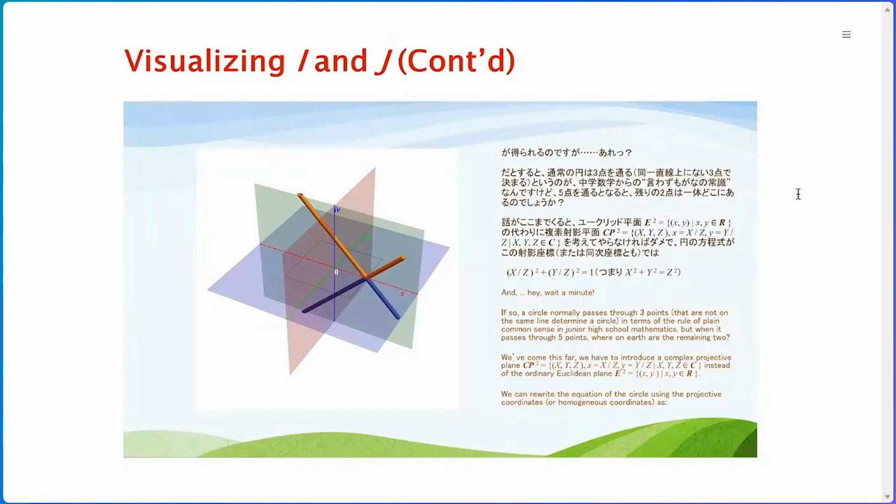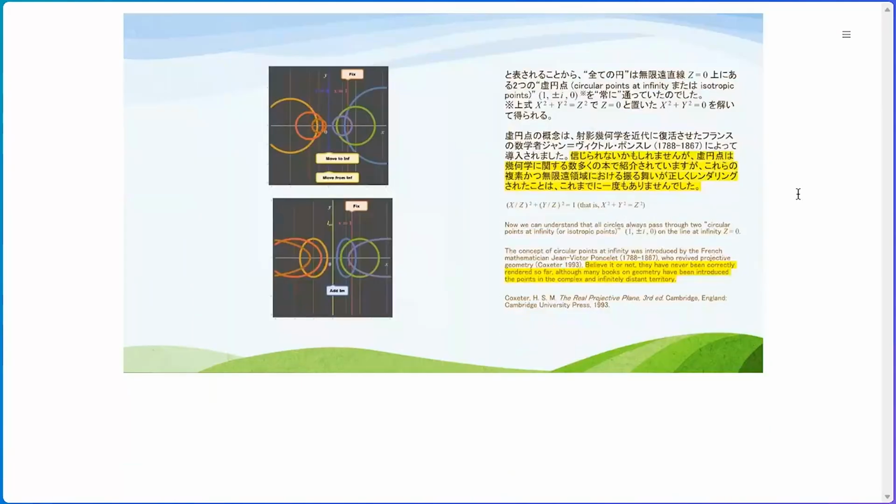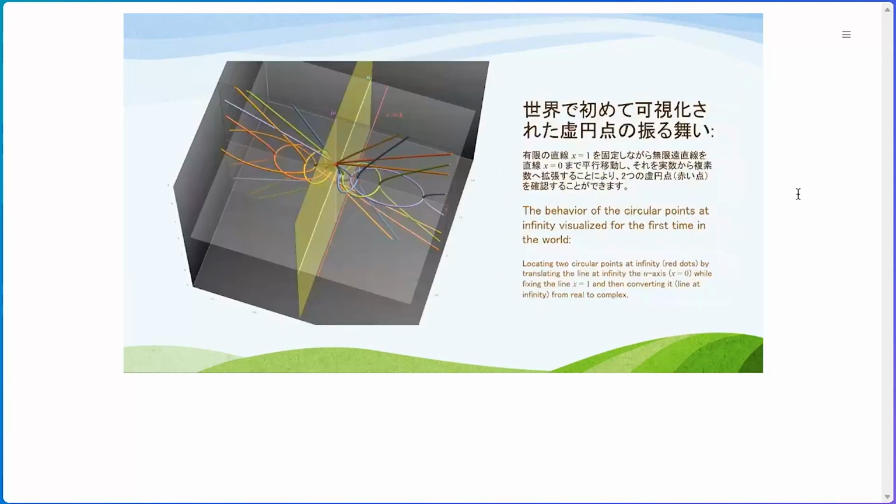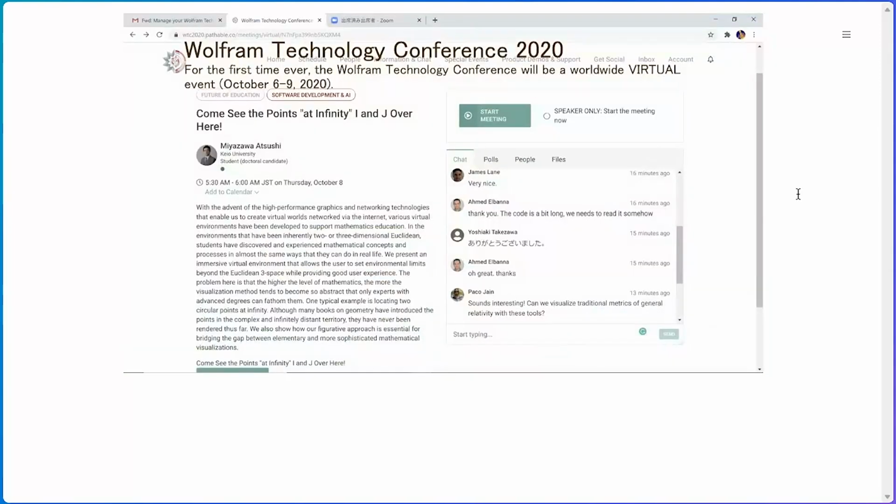Okay, so this is a series of diagrams, a visual for I and J, that I presented at WTC 2020, 5 years ago. Yes, this one. Come see the points at infinity.